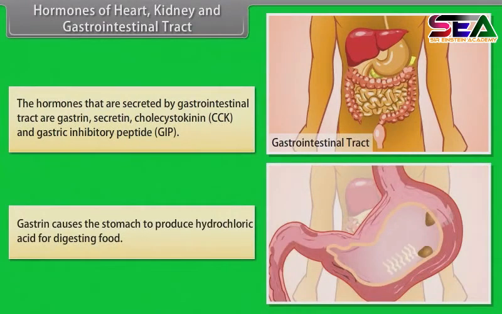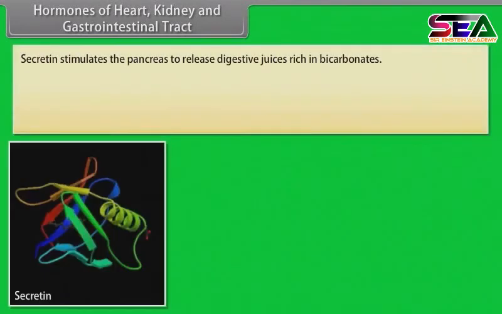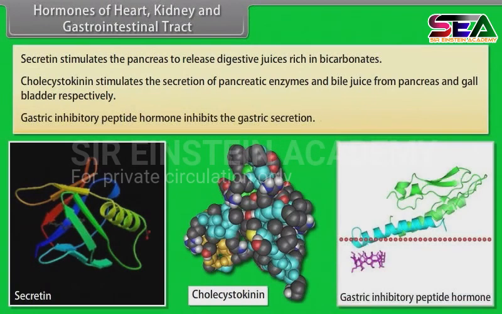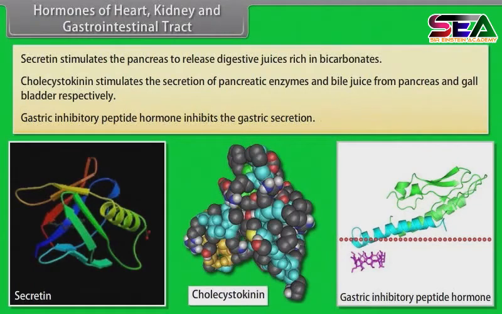Gastrin causes the stomach to produce hydrochloric acid for digesting food. Secretin stimulates the pancreas to release digestive juices rich in bicarbonates. Cholecystokinin stimulates the secretion of pancreatic enzymes and bile juice from the pancreas and gallbladder, respectively. Gastric inhibitory peptide hormone inhibits gastric secretion.